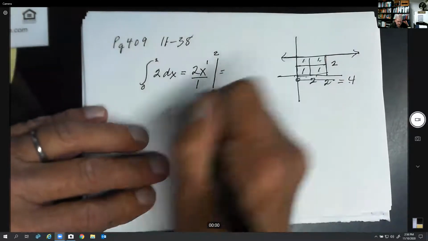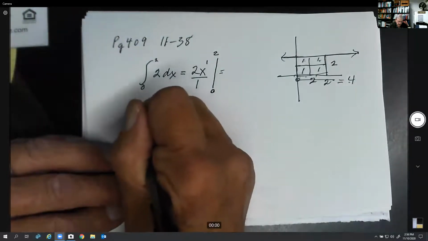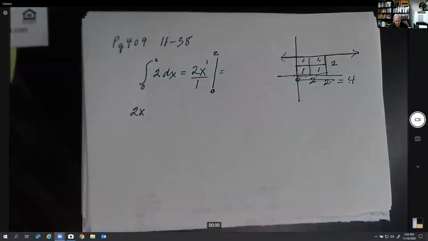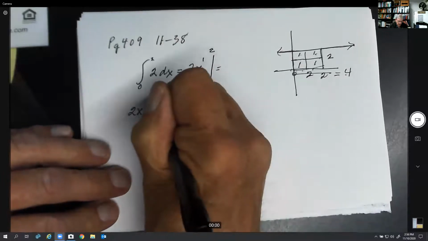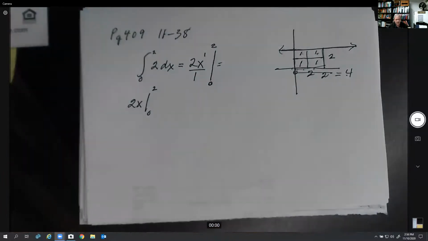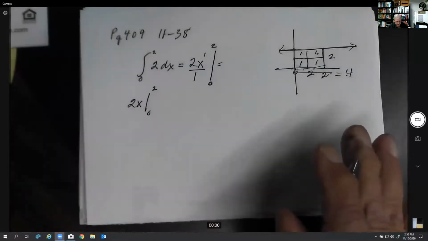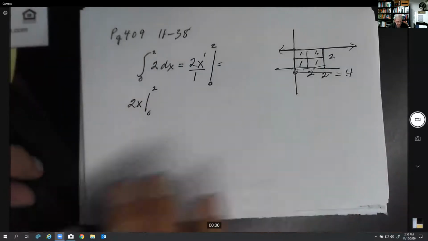So this is basically just, I write it down here, 2x. But notice we didn't write the c because this is a definite integral. It's going to go from 0 to 2. So we don't write the c down on this. We just write 2x, not plus c, not plus some constant.